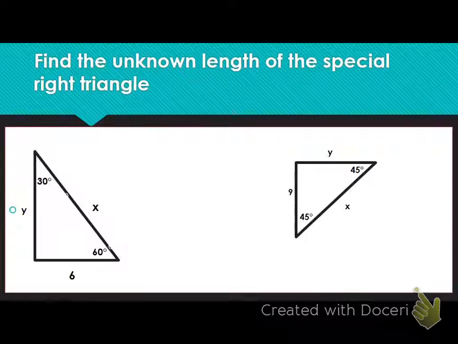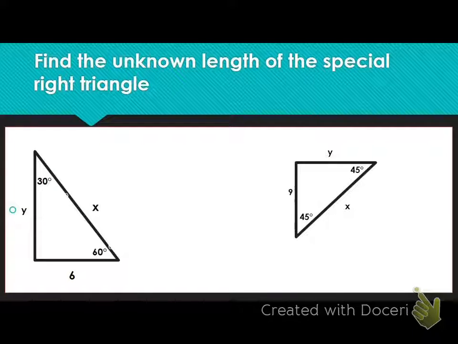This value right here, the 6, is that my short leg value, long leg, or hypotenuse? It's my short leg. So I need you to try to remember, how does it relate to long leg and how does it relate to hypotenuse? Go ahead and try to figure that out and we'll go over it in a sec. How does long leg relate to short leg?